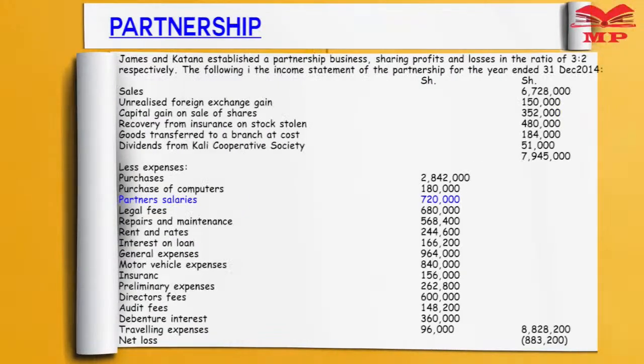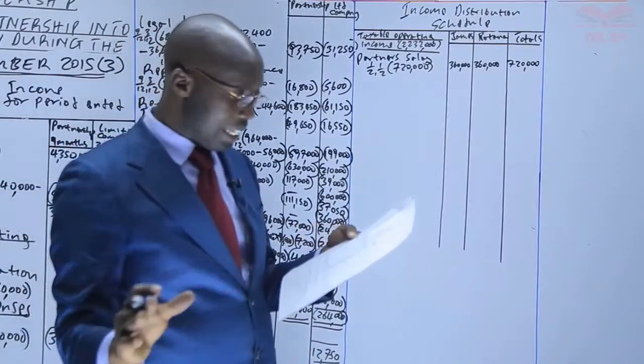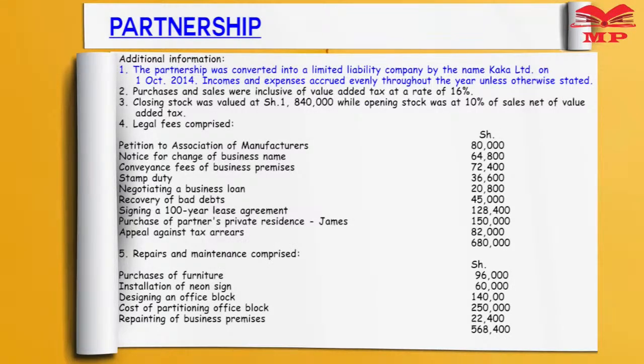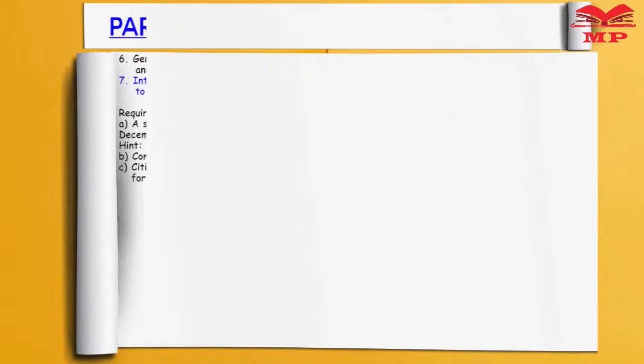We continue down. After partner salary: legal fee, rent, repair, interest on loan, general expense, insurance, preliminary, director's fee, audit fee, debenture interest, traveling. There is none that goes to the partners among the ones we are looking for. Additional information number 1, there is nothing. Number 2 is about VAT in the sales and purchases. Number 3, there's nothing we are looking for. Number 4, nothing. 5, the same. 6, the same.